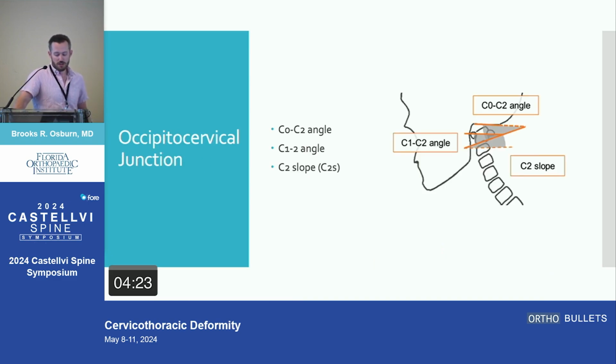Occipital cervical junction, so your C0 to C2 angle, C1-2 angle, and then your C2 slope. Your C0, which is the base of your foramen magnum to the inferior end plate of C2, should be about 25 degrees. Looking at your C2 slope, this is the one I would say I most commonly use, especially after we've performed surgery, and you want to keep this less than 20 degrees. Anything greater than 20 degrees, you can see an adjacent segment failure.